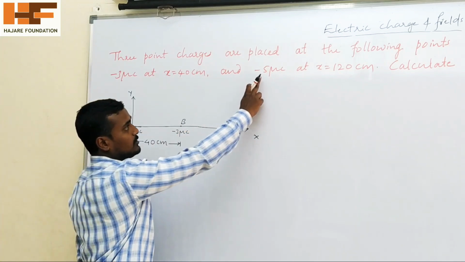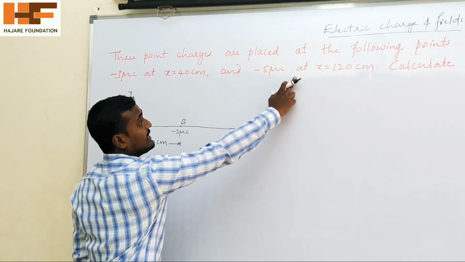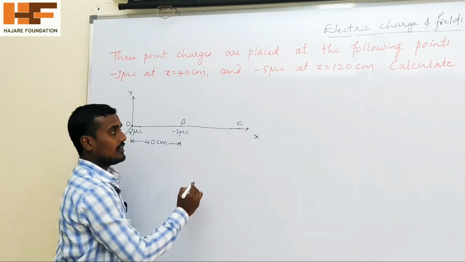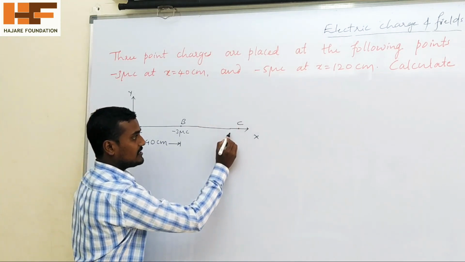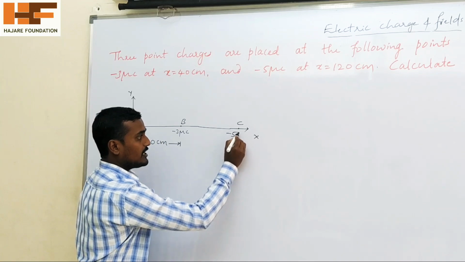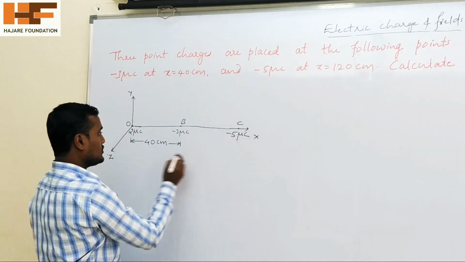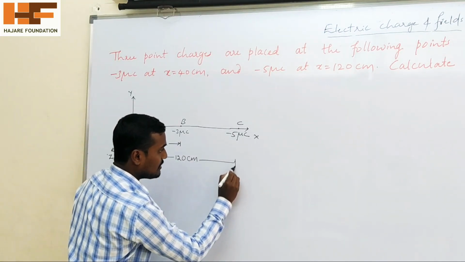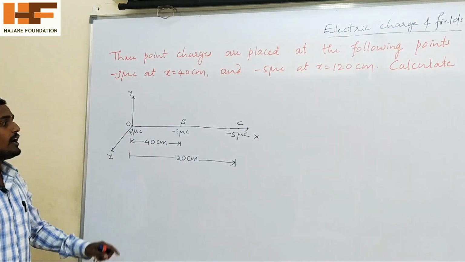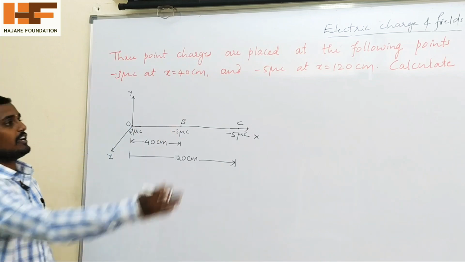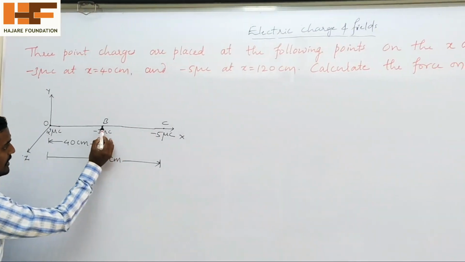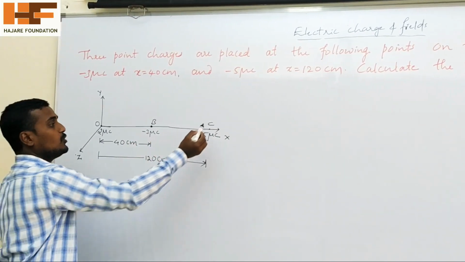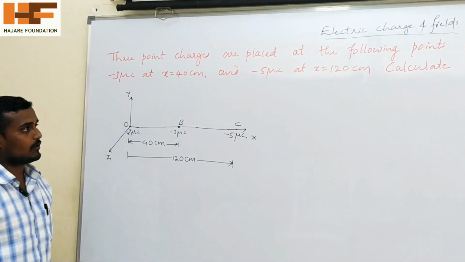Next, the third charge, that is minus 5 microcoulomb at x equals to 120 cm. Now I am taking one point here, point C. At point C, there is one more charge, that is minus 5 microcoulomb. This point is at a distance 120 cm. Now we have to calculate the force on minus 3 microcoulomb. It means on this charge, what is the force due to these two charges? We have to calculate now.